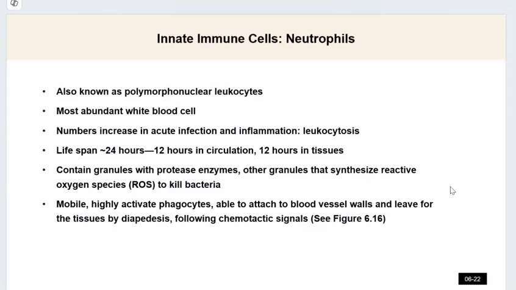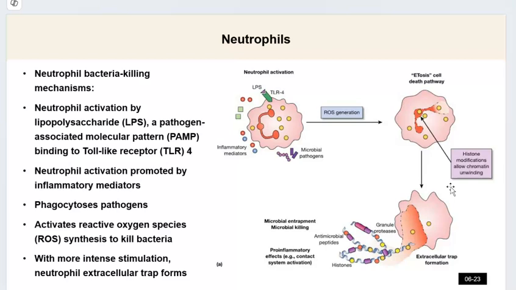The mobile, highly active phagocytes are able to attach to blood vessel walls and leave for the tissues by diapedesis, which is another reaction following the chemotactic signals. So these are some really nice images here to help describe the neutrophils.